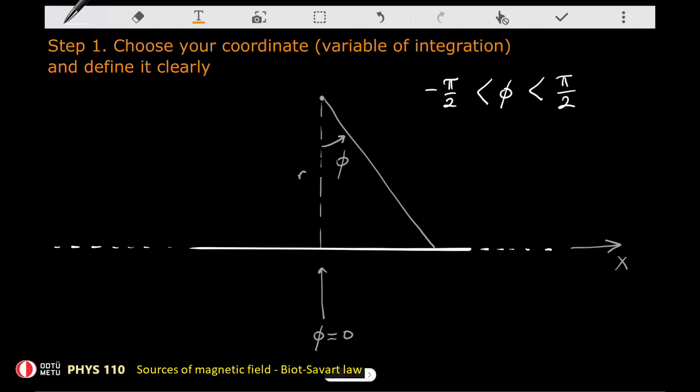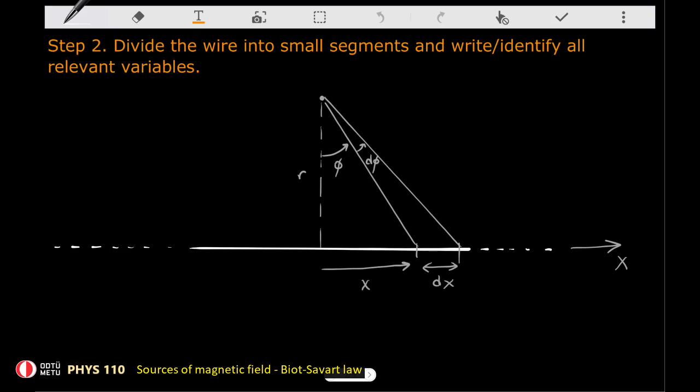So we choose our coordinate. It's well defined. So we then divide the wire into small segments and identify all the variables. So in this case, it is useful to remember the old variable in here, x. We can express x as r times tangent phi. Right? Just remember that in this expression, r is a constant. So as a result, the only variable in here is the phi variable that I'm going to use. So that's basically what I'm going to do for any kind of other variables. Express every other variable in terms of the phi variable, right?